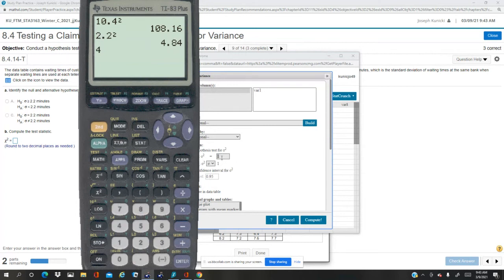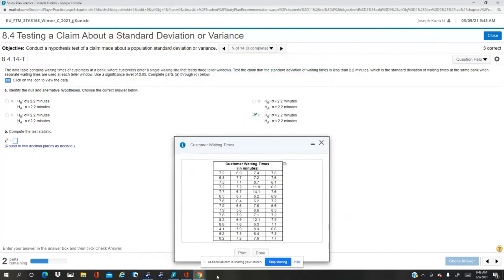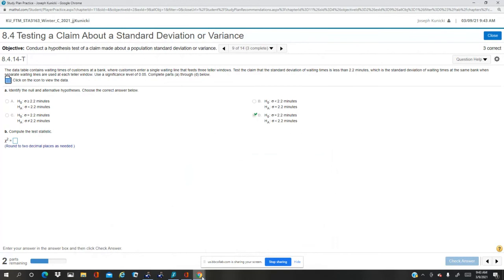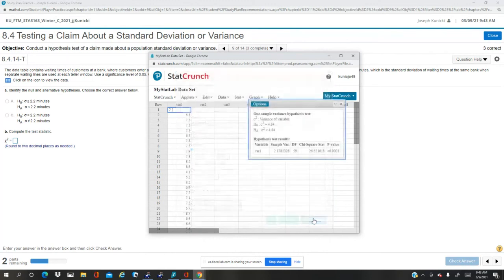So 4.84. Oops, I don't need the data anymore. I'll close that and go back to StatCrunch. It's a left tail, so I have to change this to left tail. We're putting all of the alpha on the left side. I believe we got everything correct. Compute. So two decimal places would be 26.55.